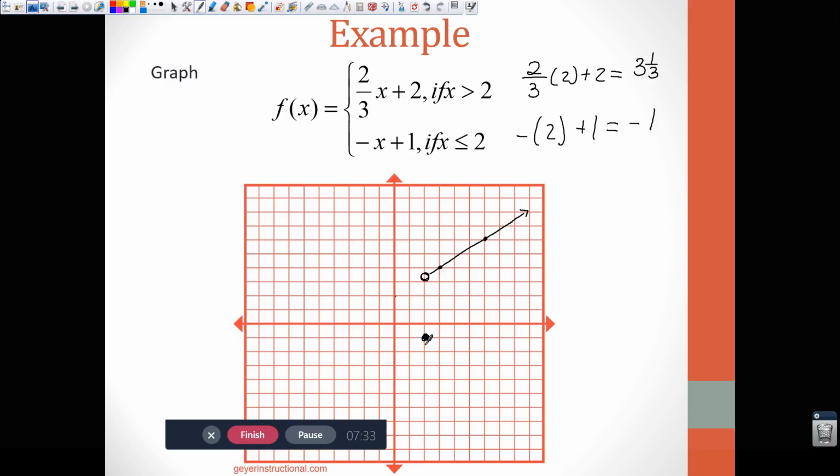So, my slope is negative 1, so I'm going to go up 1 and 1 to the left. Up 1, 1 to the left. And if you see, my y-intercept is 1, and that makes sense.